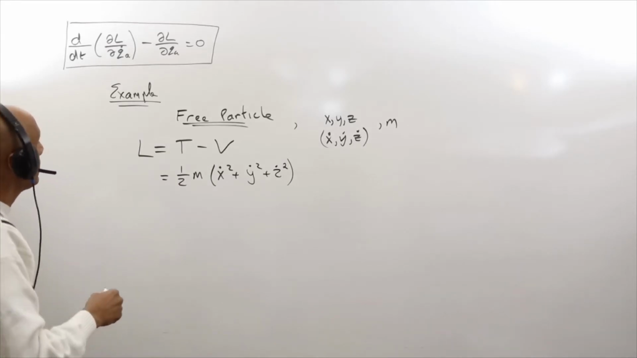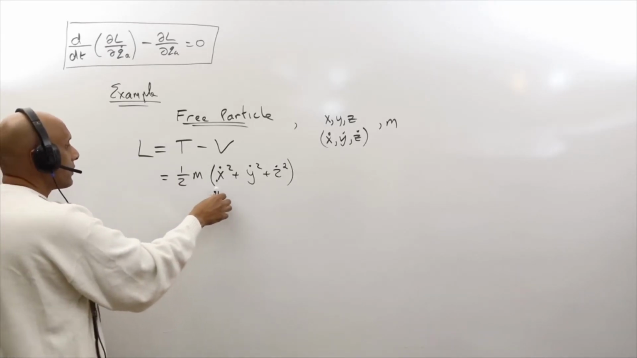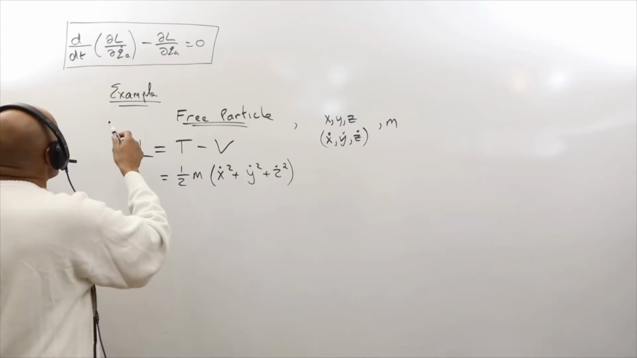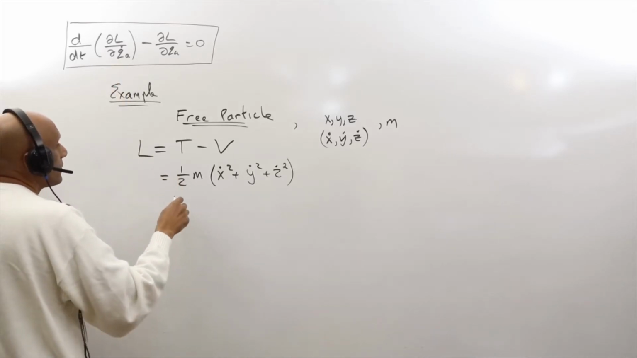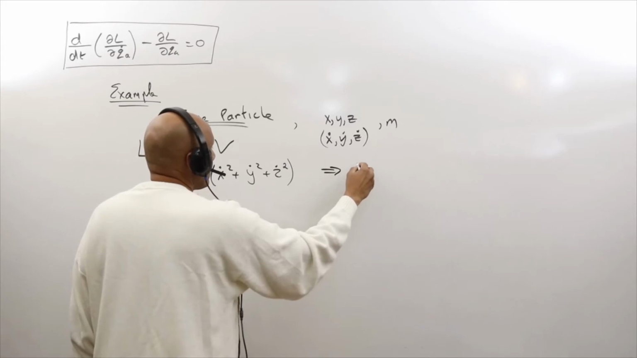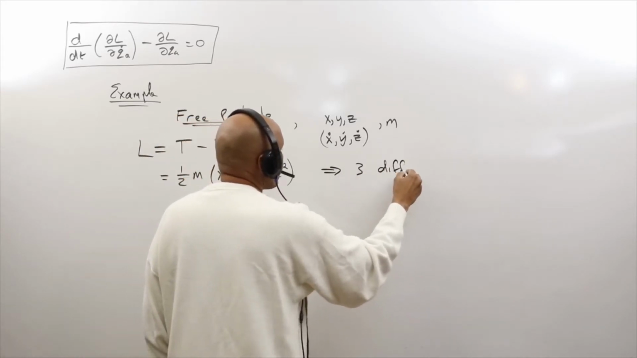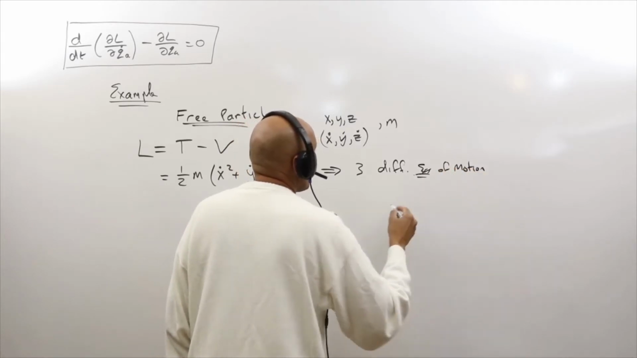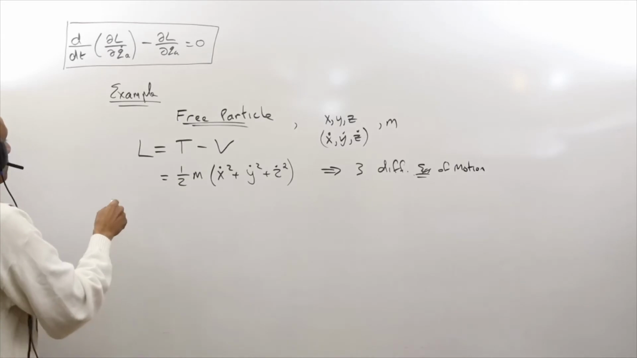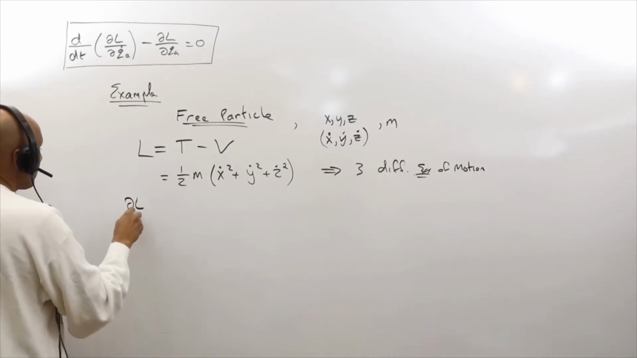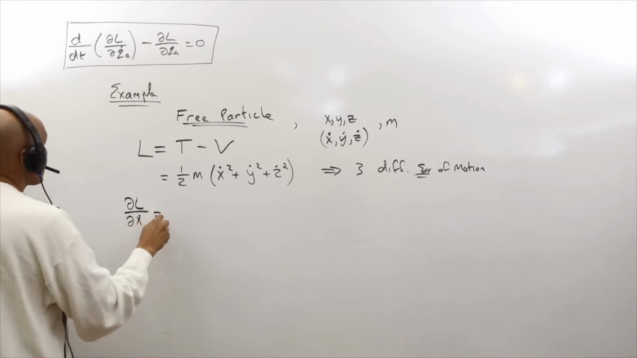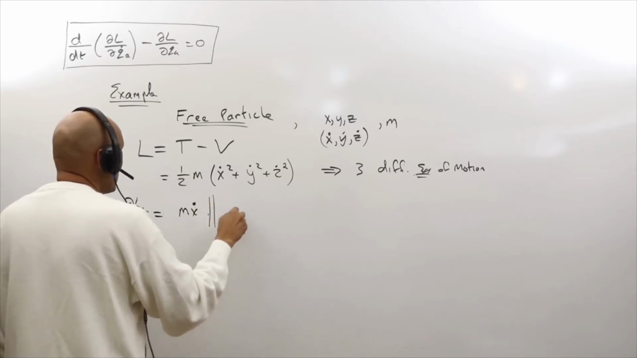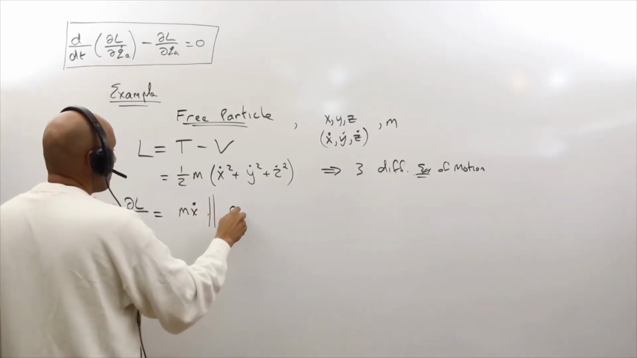So we'll start plugging it in and chugging away at our equations. Notice there are three generalized coordinates, x, y, and z. Because there are three generalized coordinates, we're expecting three differential equations of motion. So we'll start off with the partial of L with respect to x dot, first equation, and we're getting m x dot. And then we can take the derivative in time.